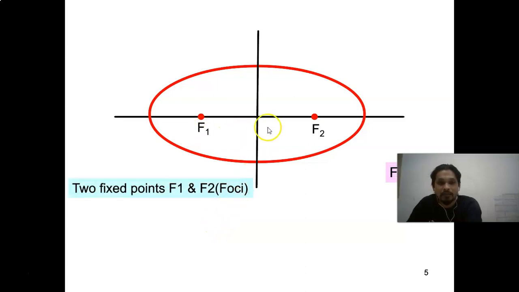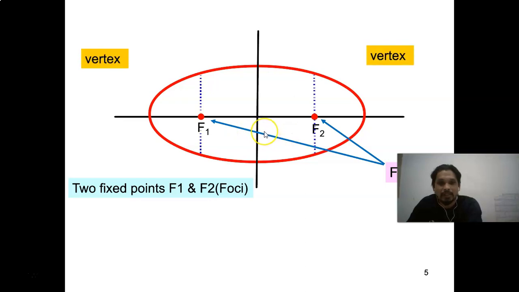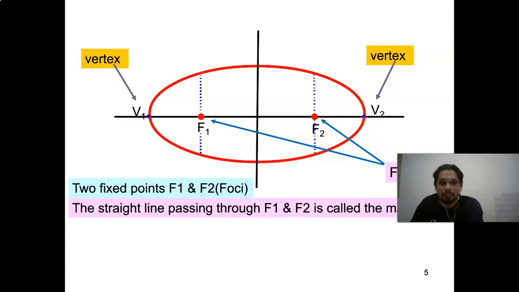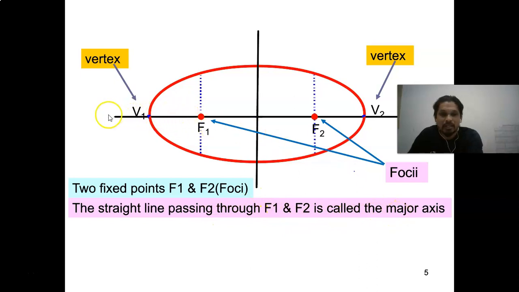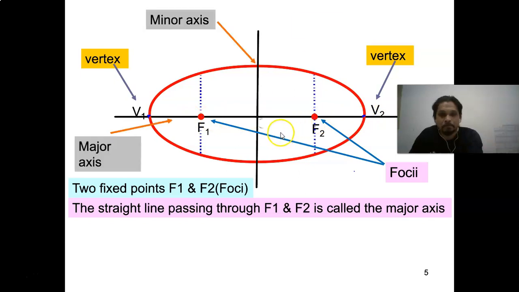The focus F1 and F2 are the two fixed points, the foci, and then the vertices, point number 1 and point number 2. The straight line passing through F1 and F2 is called the major axis. This is the horizontal major axis.